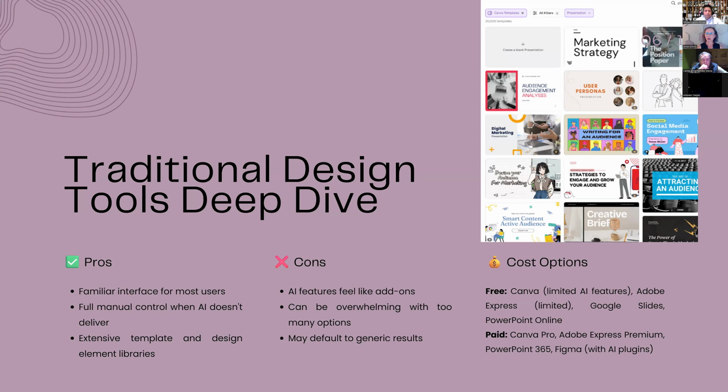All right, so instead of searching through thousands of stock photos, I'm going to show you how we can generate hopefully exactly what we need. And the pros are pretty obvious here. It's very familiar. You've got that manual control to really specify what you want. You've got tons of templates, but it is an add-on. It's not that integrated. You have a lot of options, so many different templates to choose from, and you've got some generic results that may happen.